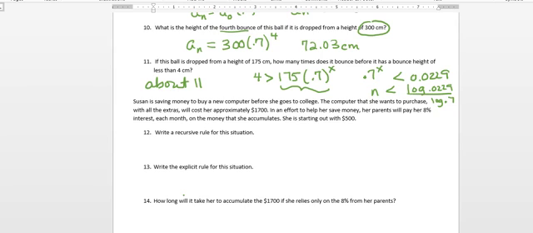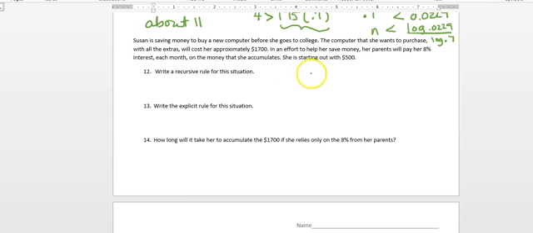All right, next what we have is money to buy a computer to go to college. The computer is going to cost $1,700. In an effort to save money, her parents will pay 8% interest each month on the money she accumulates. She starts out with $500. So it wants you to write a recursive rule. Remember, recursive rule always goes in the form of a sub 0 and whatever the initial amount is, and then a sub n is equal to a sub n minus 1 times whatever the rate is.